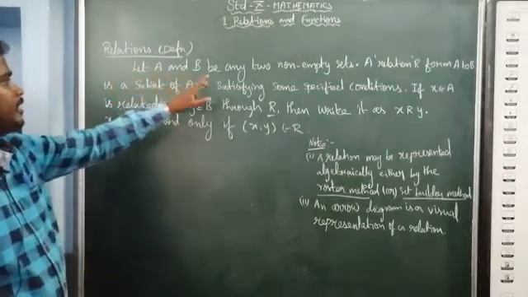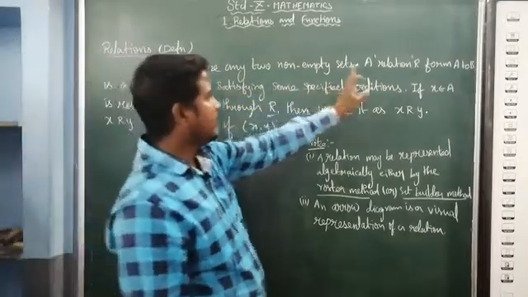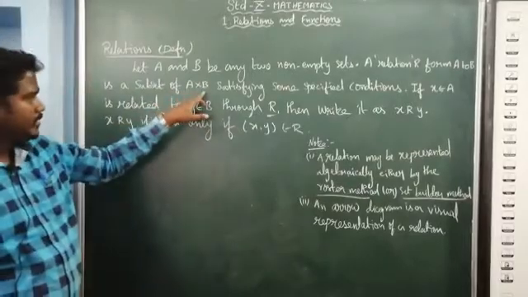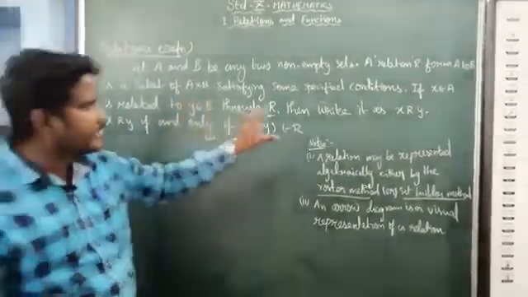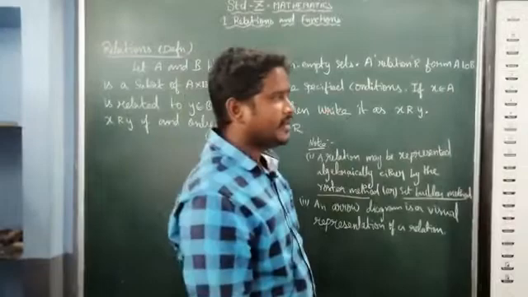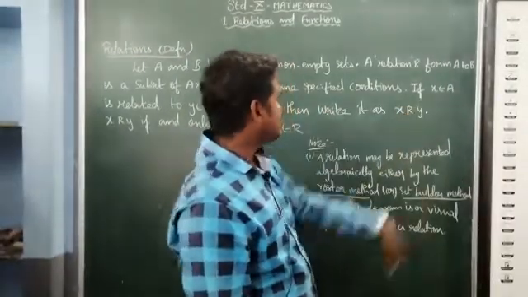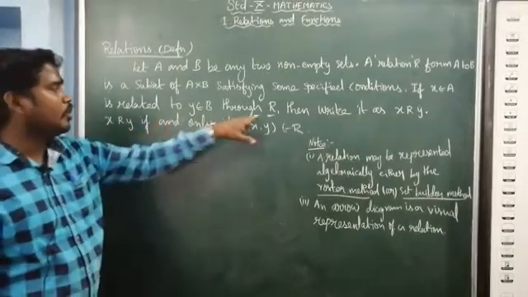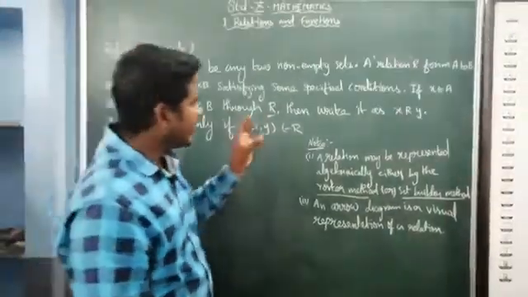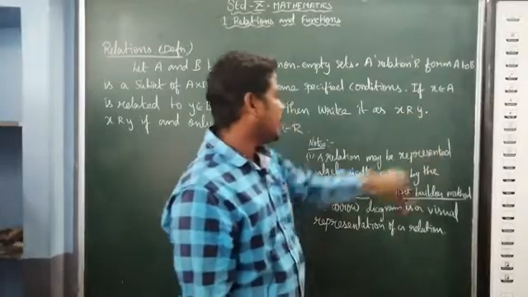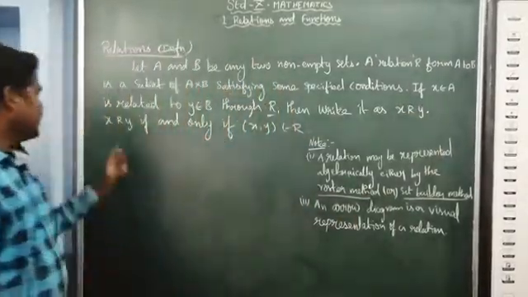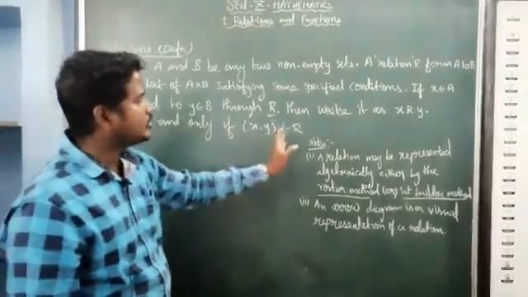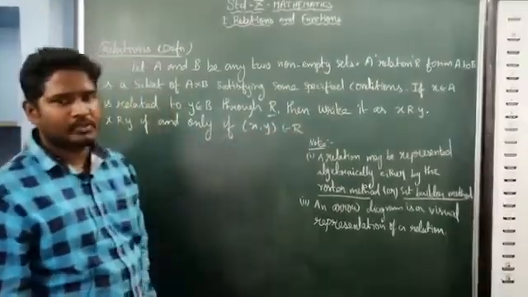Let A and B be any two non-empty sets. A relation R from A to B is a subset of A cross B satisfying some specified condition. If x belongs to A is related to y belongs to B through R, then you have to write it as x relation y. x relation y if and only if (x, y) belongs to R.